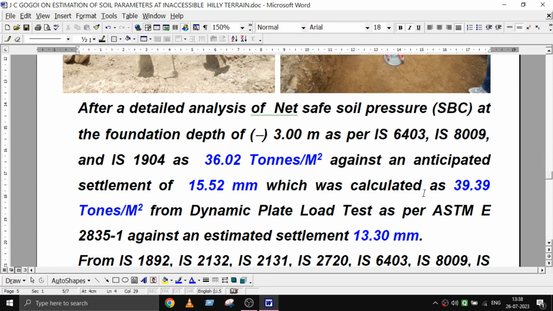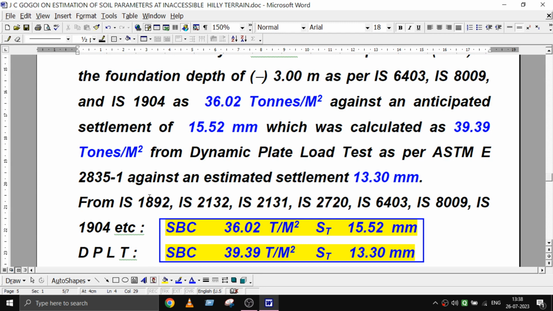Since it is derived from kinetic theory for falling bodies, this 39 is estimated adopting the kinetic theory of falling body. Now see, SBC from our normal practice is 36 ton per square meter, and the settlement is 15.52 millimeter. And in the dynamic plate load test, SBC is 39.39, and the settlement is 13.30 millimeter.